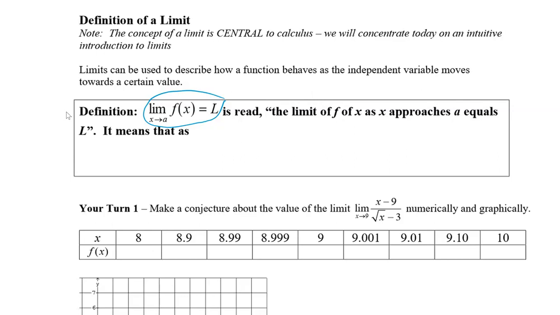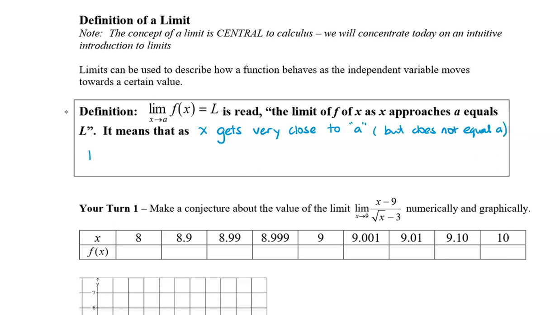It means that as x gets very close to a, but does not equal a, then the function value gets very close to the number L.